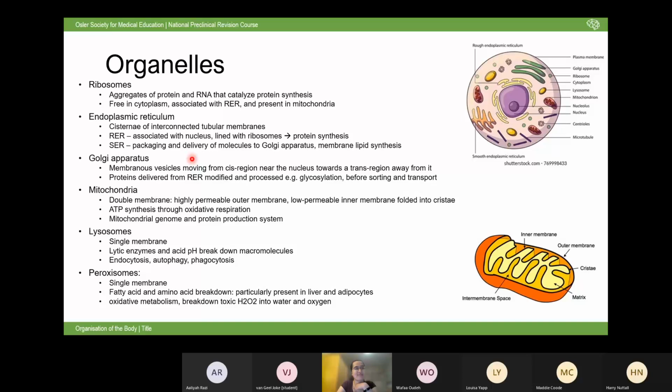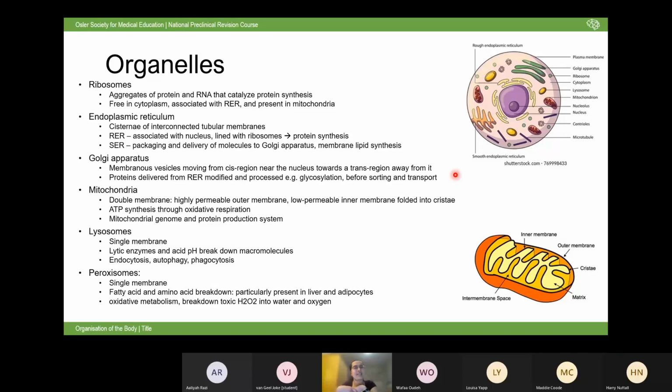And the Golgi apparatus is where these proteins will be modified. So one of the most important modifications that you need to know about is glycosylation, which is the attachment of carbohydrate groups to proteins. And the Golgi is also where proteins are sorted and put into transport vesicles. So that is protein production in a nutshell, although we'll go into a tiny bit more detail in the trafficking section of this.